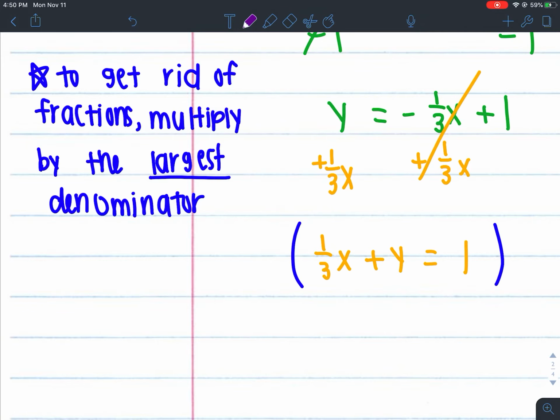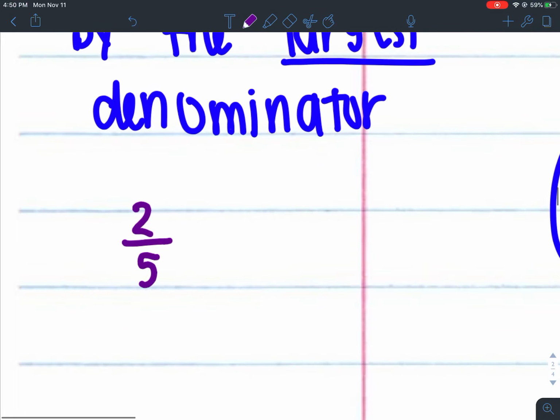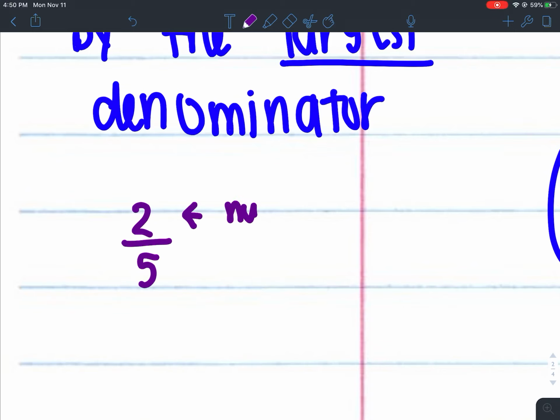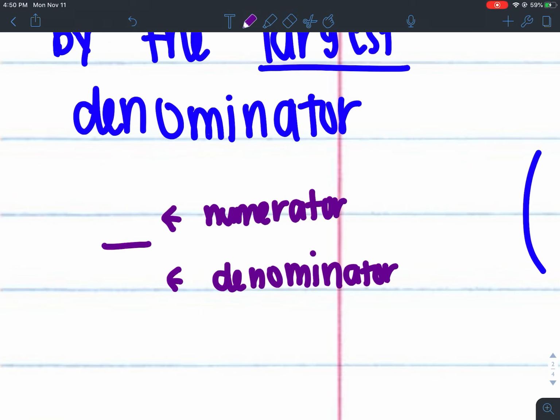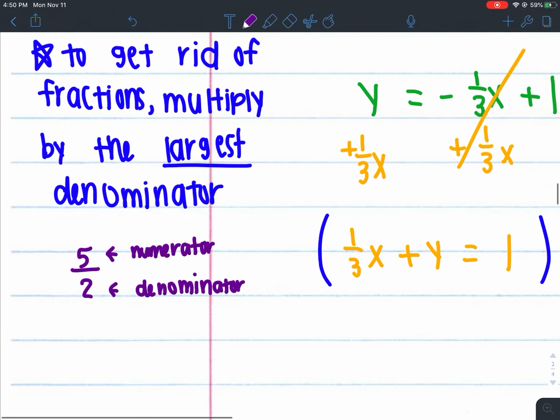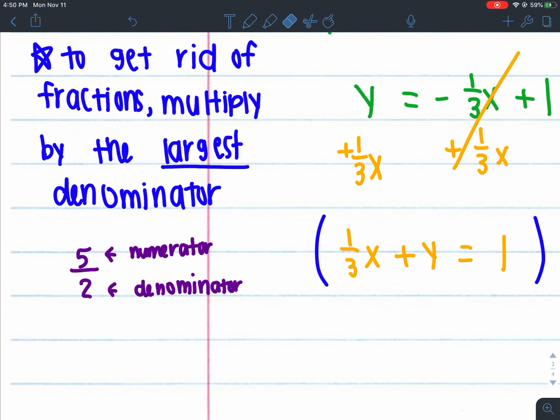So for example, this is a fraction. The top part is called the numerator. The bottom part is called the denominator. So it doesn't even matter what the numbers are. I only care about the denominator. So if this was like 3 over 9, or maybe 5 over 2, the denominator is still whatever's on the bottom. It doesn't matter what the numbers are.